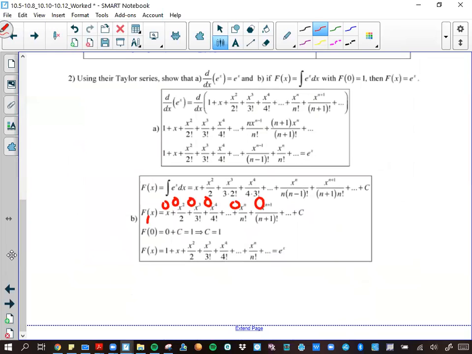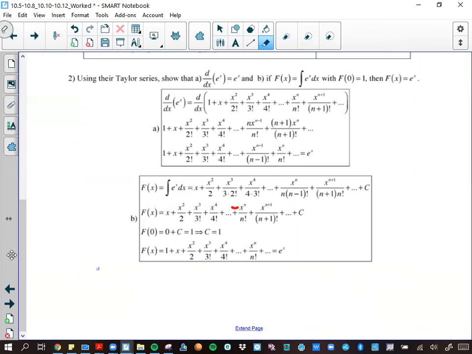Okay? Which one? Well, 2 factorial is the same thing as 2 times 1. I mean, you could put it, but it just means 2. Okay. So that's that. Okay.